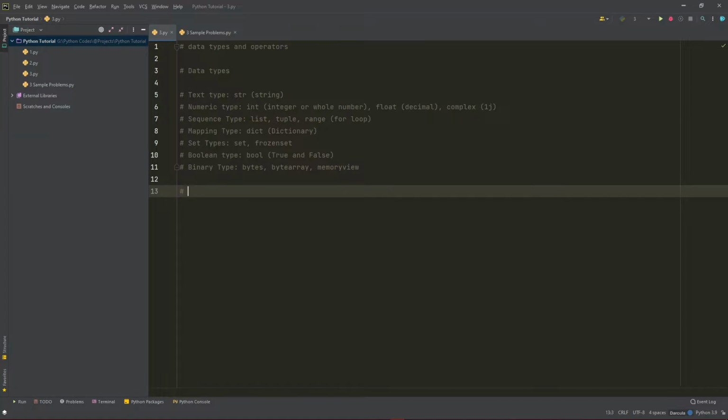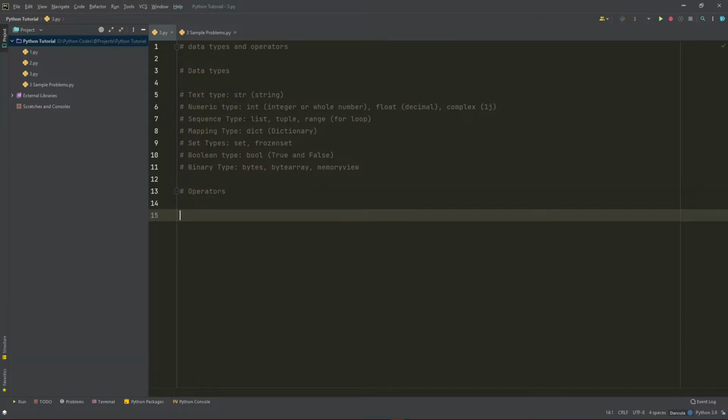Okay, so we're going to move forward and we're going to talk about the operators. Now, the operators, there's a lot of types of operators as well in Python. But I'm just going to mention a few that are basically for beginners. Okay, so we have the arithmetic operators. Now, this is for mathematics.